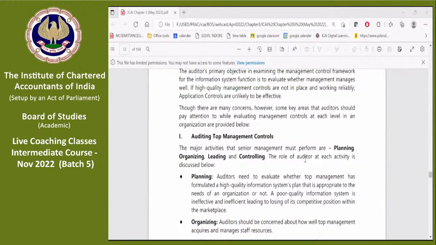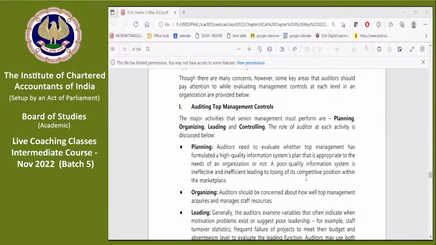The major activities we talked about: planning, organizing, leading, controlling. The role of auditor. So I'll just give you a hint. If you remember that part, which part? The basic control aspect, this is going to be easy, but we'll do this as a sample. Suppose it comes in examination, you need not remember both things. You remember one, the other you can build on it.